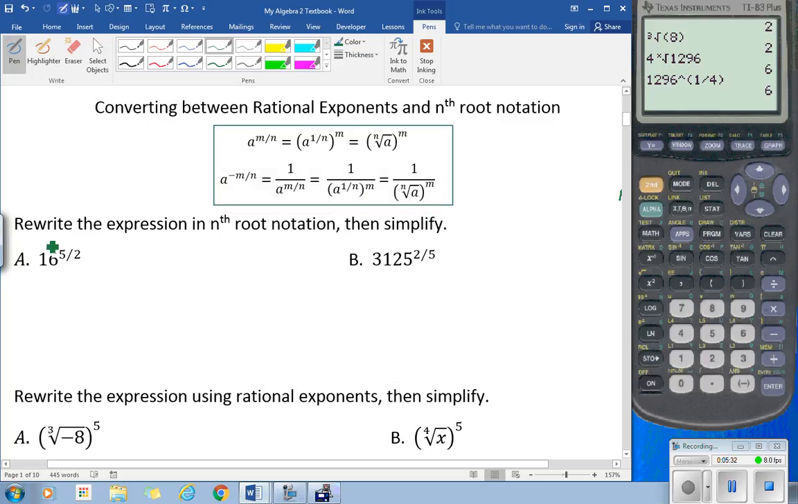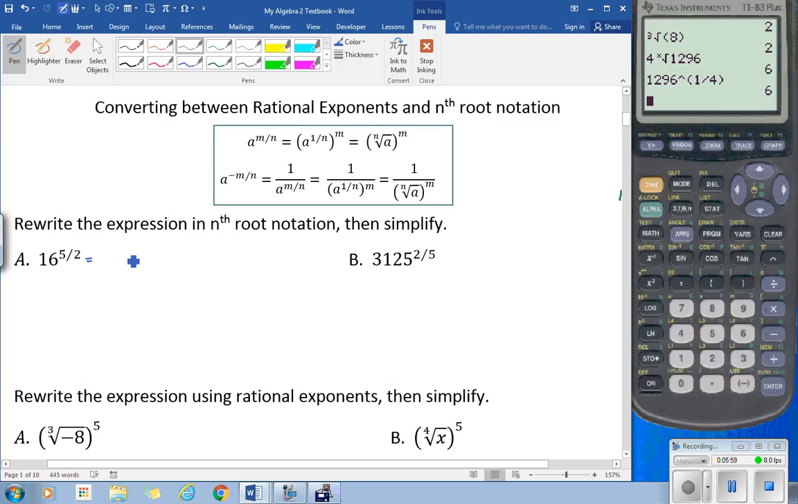So here's what these next problems are going to ask us to do. It says rewrite the expression in nth root notation, then simplify. So we want to first change the form and then reduce it down, because you could just take your calculator, plug this in, 16 to the 5/2 power, and you get what we're looking for. But that's not what the directions are saying to do. So here we go. Put it into nth root form first, which has the square root sign in it. So we would just pull this power apart.